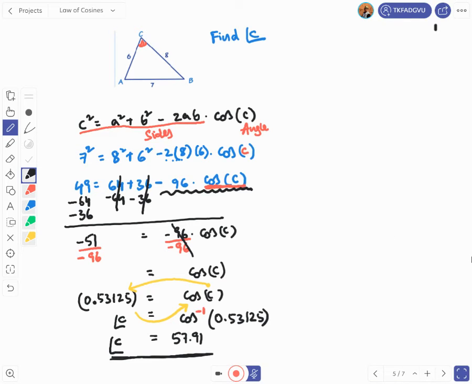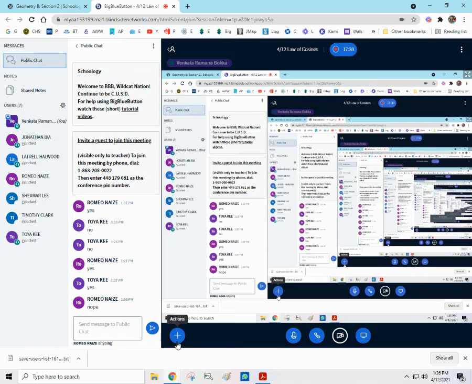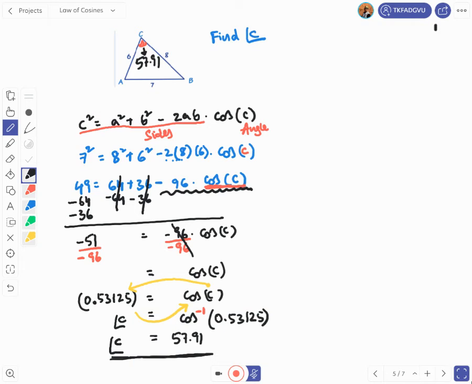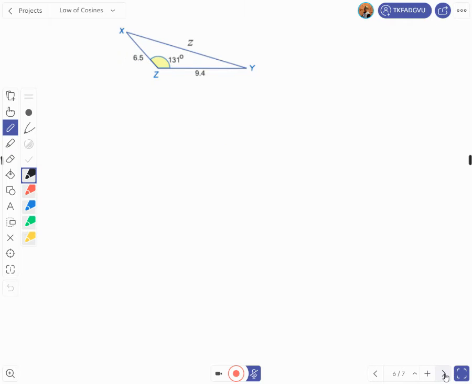Let me go back to the whiteboard. So that's the angle, 57.91. That's the angle value. Okay. Any questions on this, please? So let me go to the next question here.